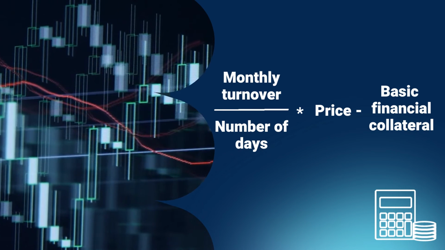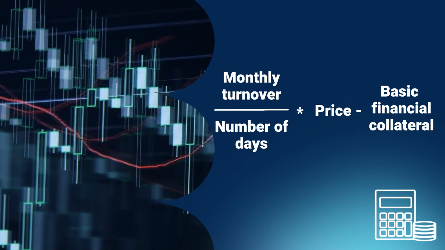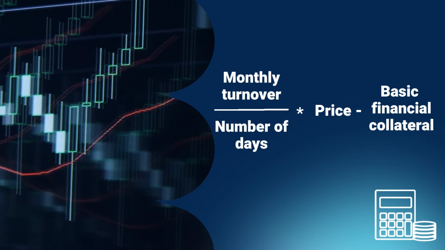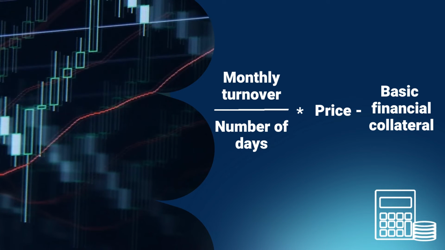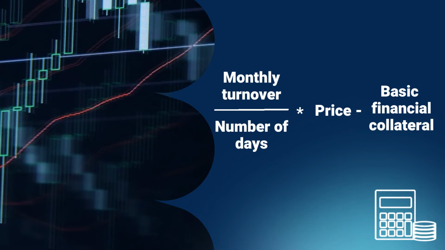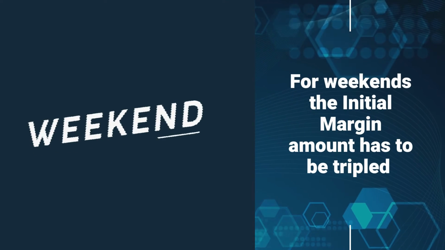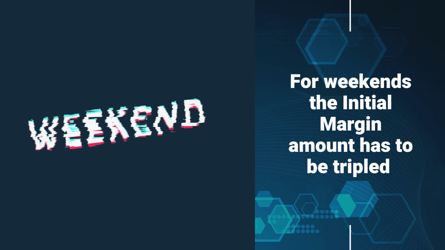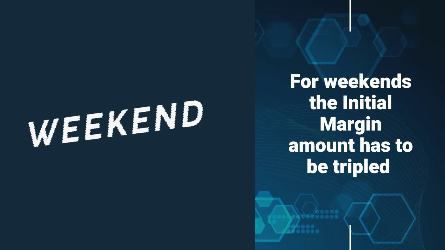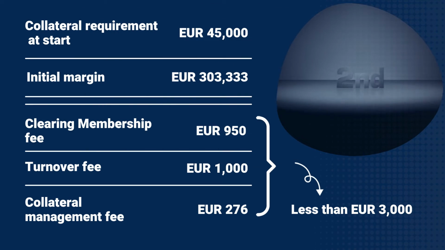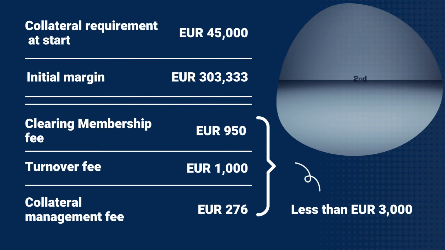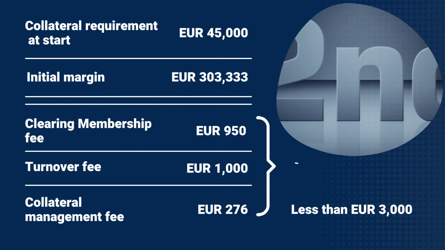In this example, the amount is obtained by taking the monthly quantity divided by the number of days, multiplying it by the price, and deducting from this amount the €30,000 basic financial collateral that has already been placed. Please have in mind that for weekends the amount has to be tripled, so on each Friday the amount of the initial margin is €970,000. As for the fees, the total monthly cost is less than €3,000. That comes from the membership fee, from the turnover fee, and from the collateral management fee.